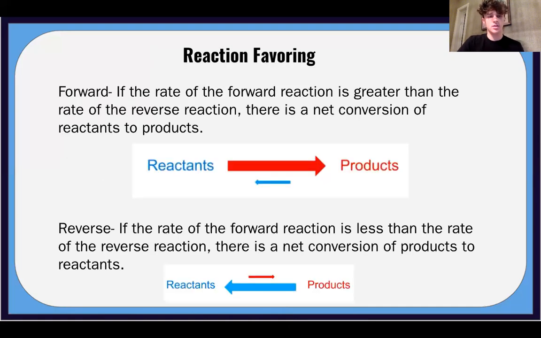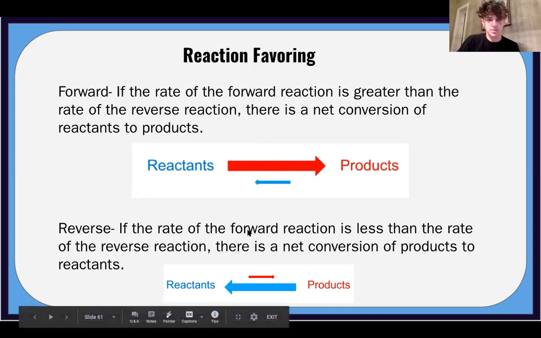Reaction favoring. Forward reaction favoring is what happens if the rate of the forward reaction is greater than the rate of the reverse reaction, and there is a net conversion of reactants to products. If it's reverse reaction favoring, the rate of the forward reaction is less than the rate of the reverse reaction, and there is a net conversion of products to reactants, as shown in these pictures.